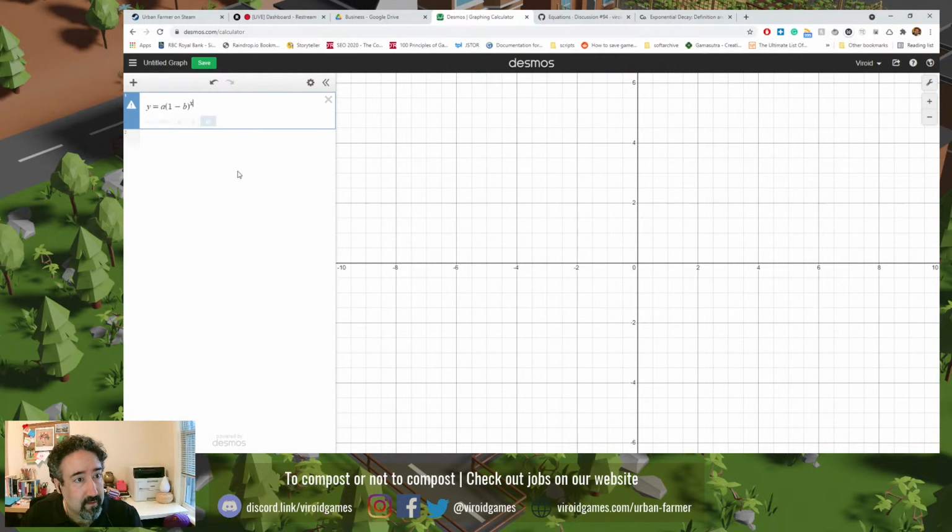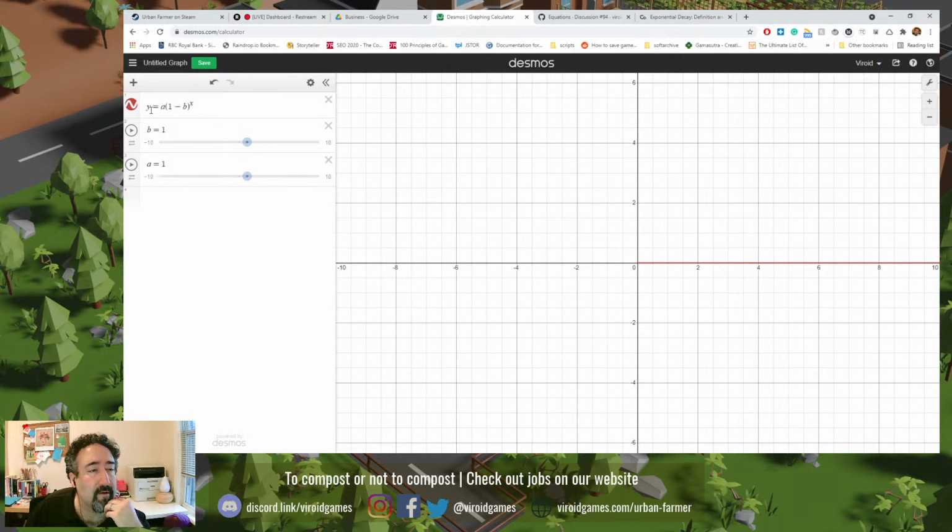It's X. So we'll add a slider for A, and in this case, Y is the normal Y and X axis. So it's smart enough to know. But A and B could be.